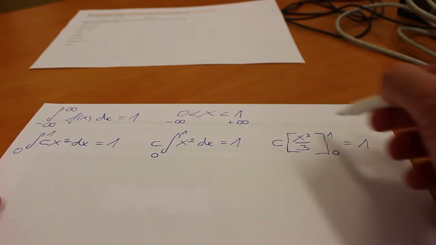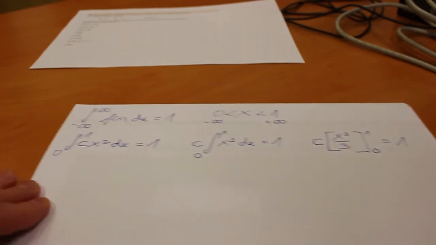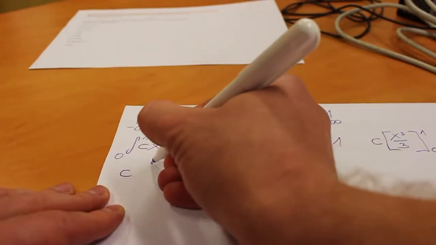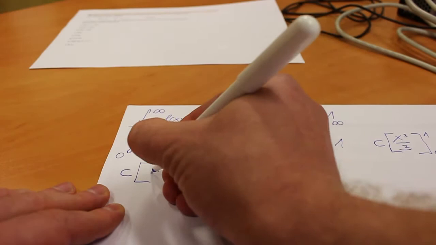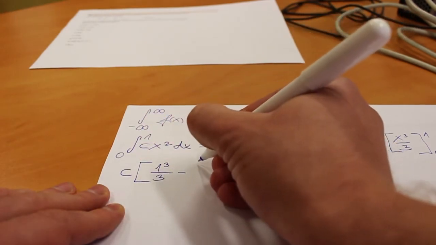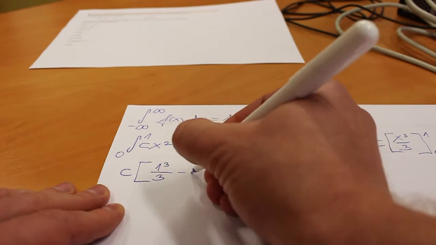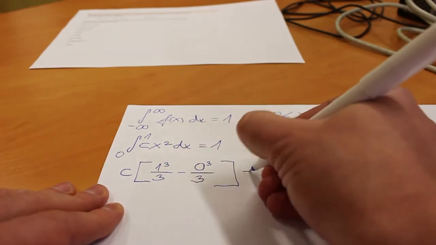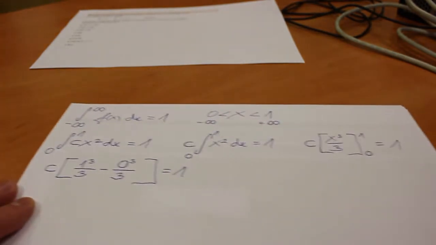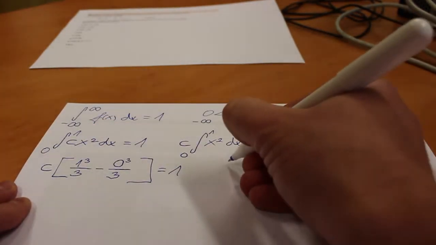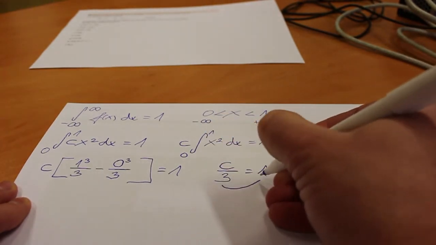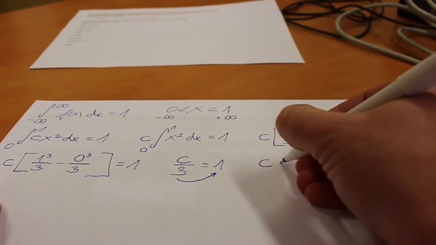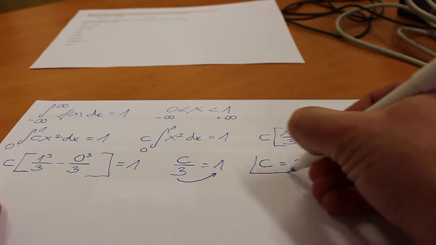Yes, because this is a concrete integral with lower and upper bounds, we are able to recalculate this difference: c times (1 to the power of 3 divided by 3 minus 0 to the power of 3 divided by 3). And this must be equal to 1. Yes? And finally, c divided by 3 is equal to 1, so the 3 will be placed here, and the constant c must be equal to 3.